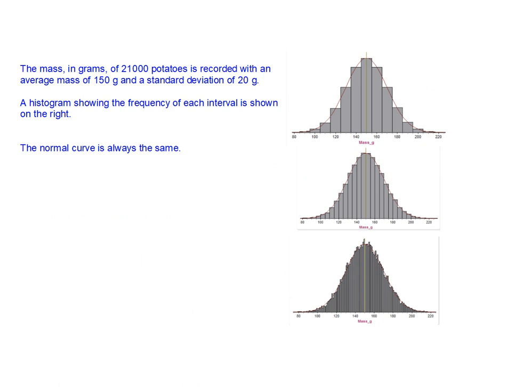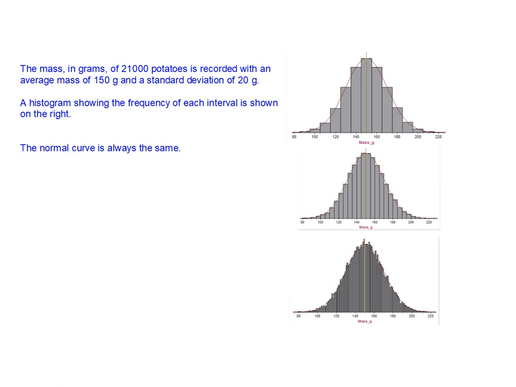Let's have a look at an example. We'll look at what the graph might look like, and then we'll get into some details. Here we have the mass in grams of 21,000 potatoes, so a large number of potatoes is recorded. It turns out their average mass is 150 grams, and there's a standard deviation of 20 grams.